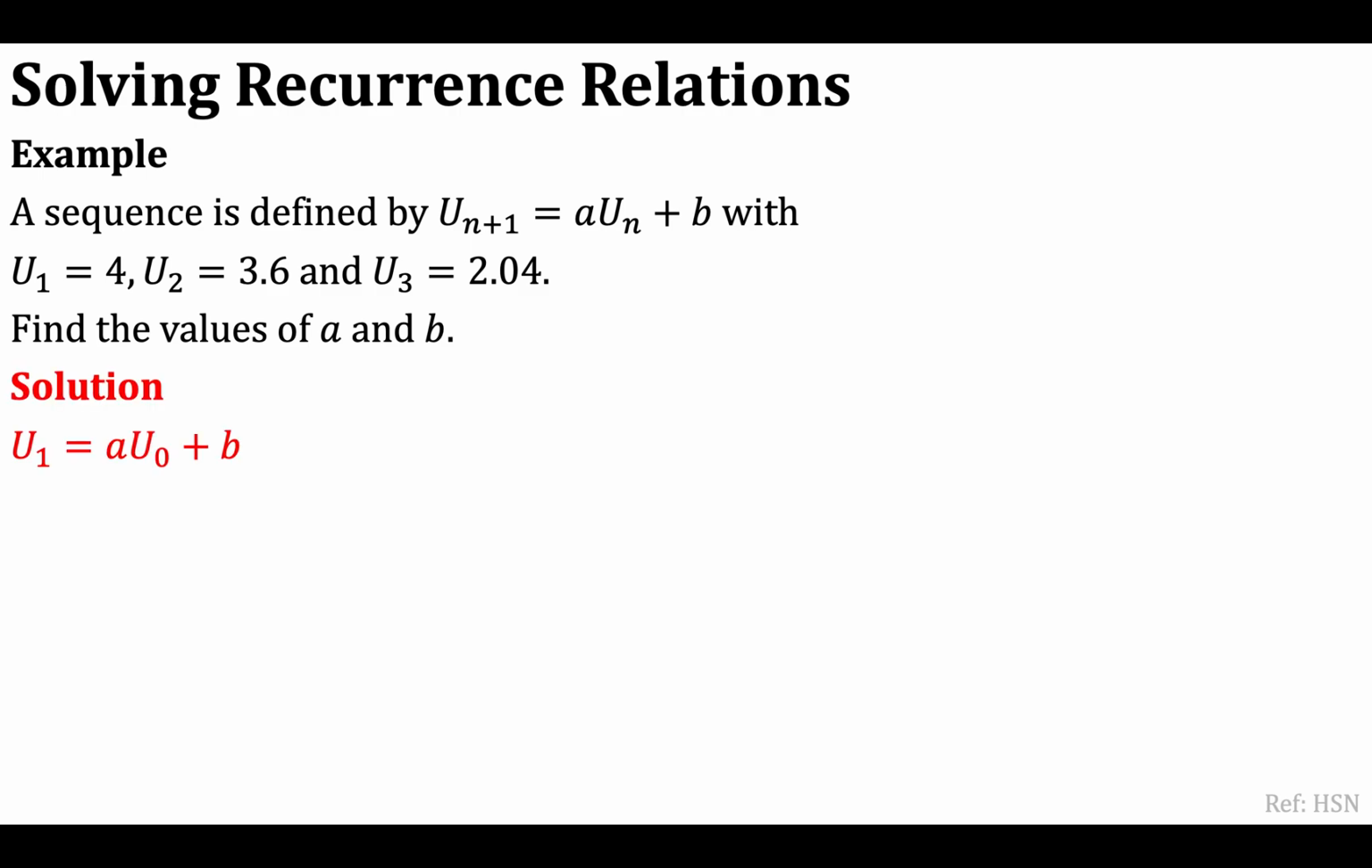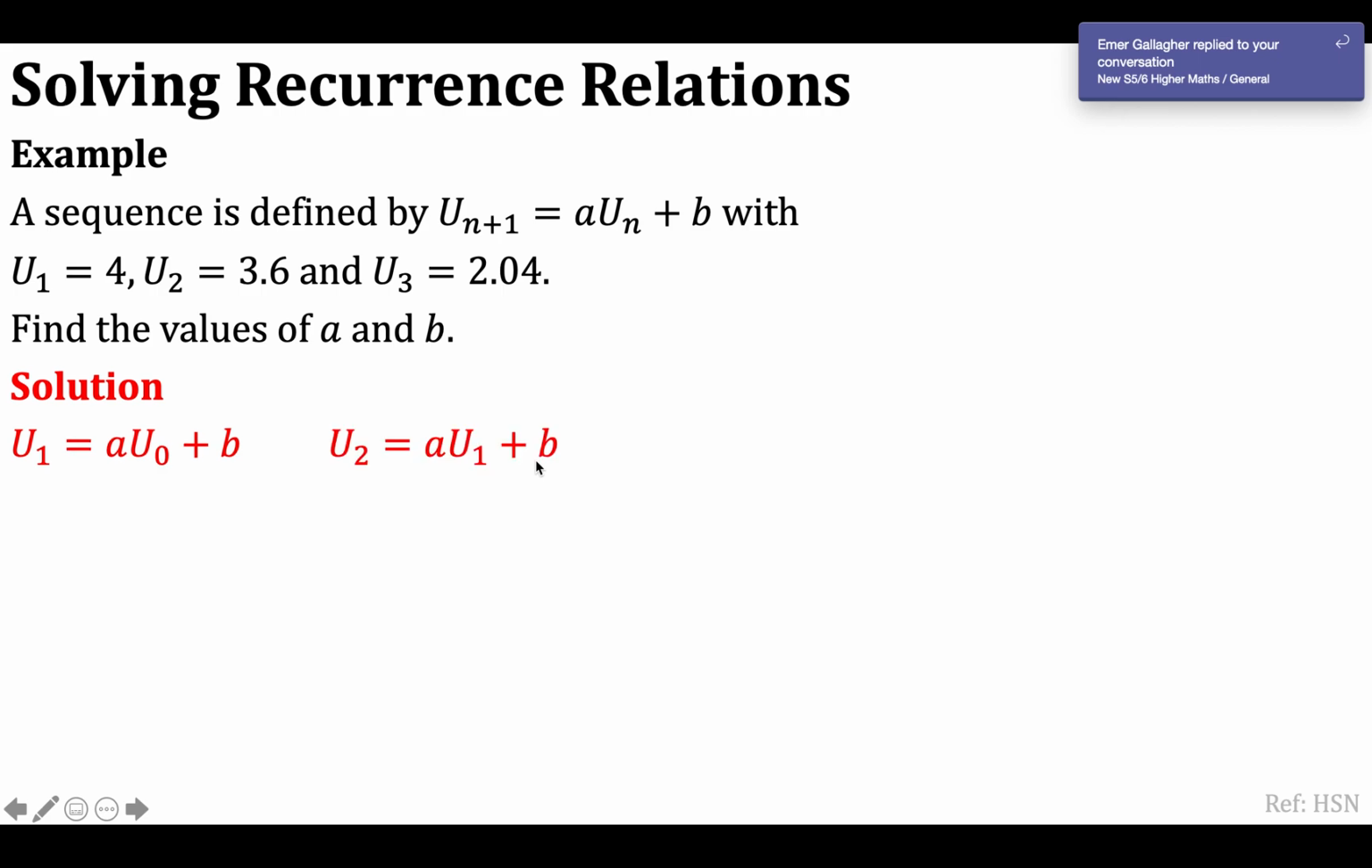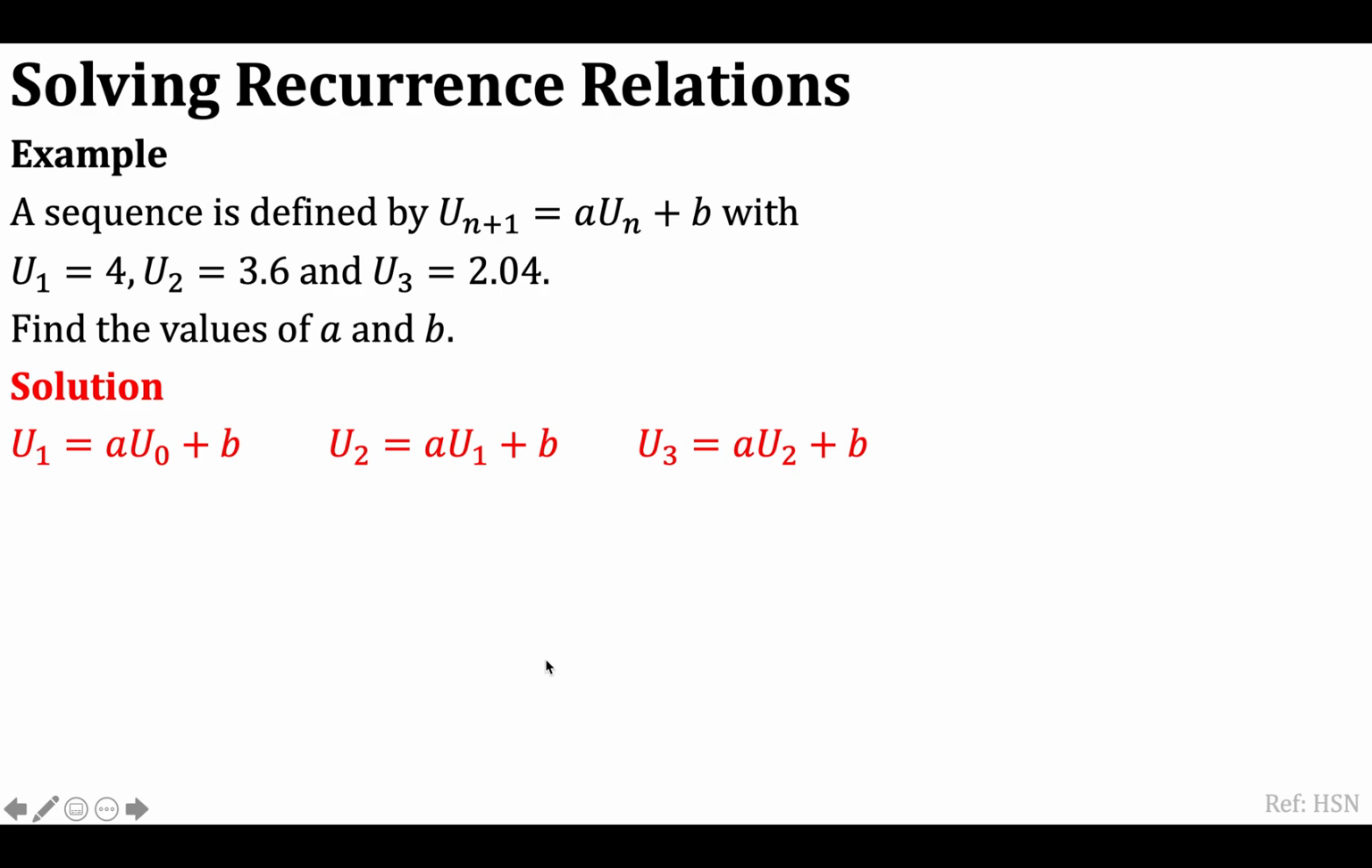Firstly, you should remember that this term here is the next term in the sequence, with u(n) being the previous term. So if we say that this is u1, then this must be u0. So u1 is equal to a times u0 plus b. Now if we do the same for u2, u2 would be equal to a times u1 plus b. And similarly for u3, u3 is equal to a times u2 plus b.